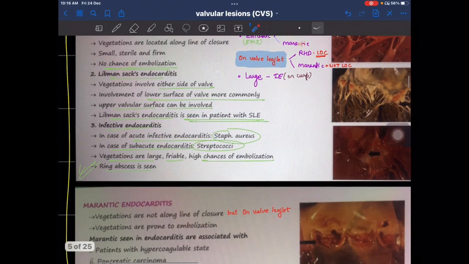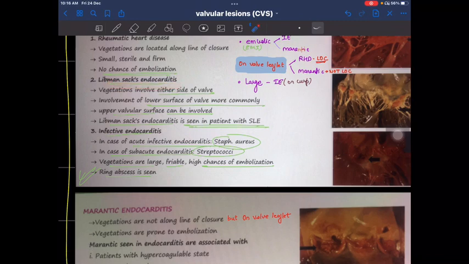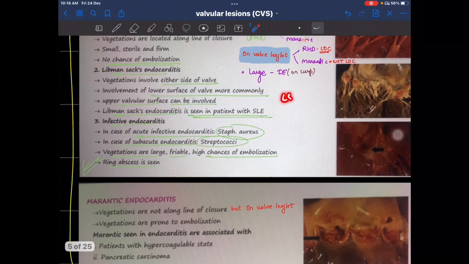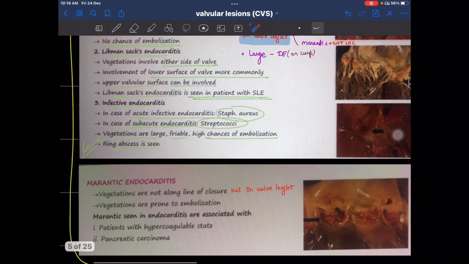All right. Second is Libman-Sacks endocarditis. All these things will be taught to you in path. I'm just revising, so please get your basic knowledge from pathology. Vegetations involve either side of the valve. Basically, people make a mistake here. They just mark the lower side of the valve. No. It can be on either side of the valve. Lower surface is more common, but it's not the only surface that is involved. As you can see, upper surface can also be involved. Libman-Sacks endocarditis is seen in patients with SLE. So basically, LSE is in SLE. That's how you remember.